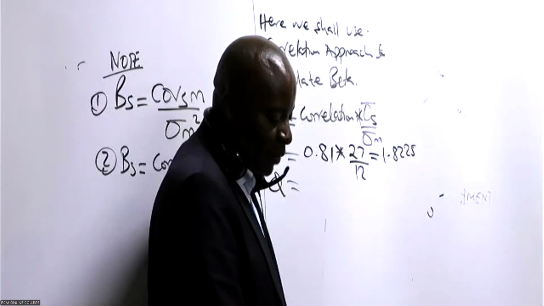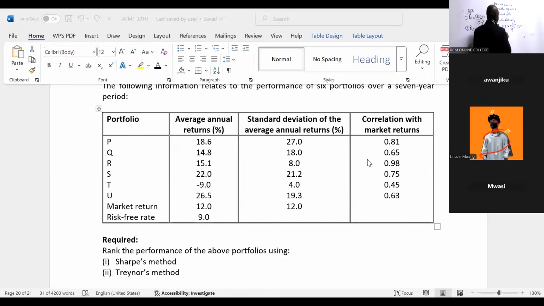So without my intervention, I can see the correlation of Q, which is 0.65, right? Times, in this case, standard deviation of Q, which is given as 18, divided by standard deviation of M. Standard deviation of M, ladies and gentlemen, is known and will remain constant throughout, which is 12. So what figure are we able to see there, my good students?